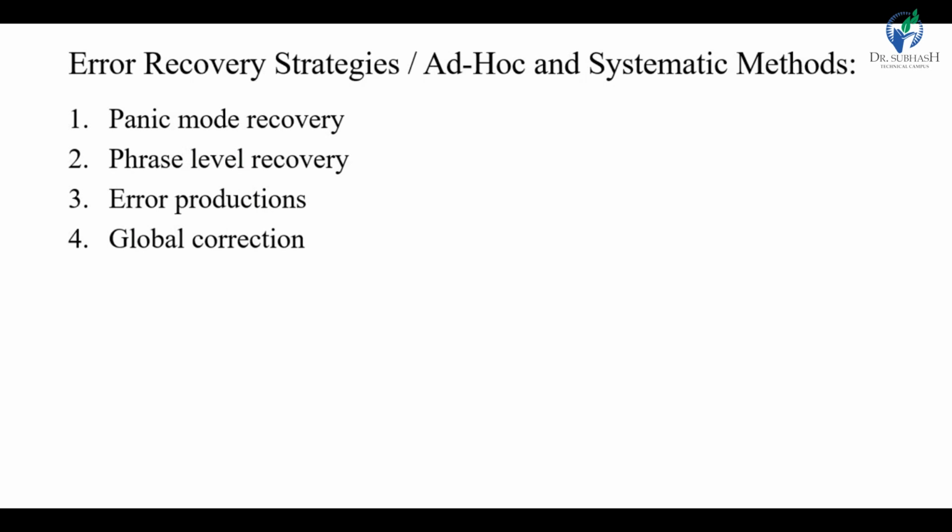And last is global correction. We often want a compiler that makes very few changes in processing an incorrect input string. So, given an incorrect input string x and grammar G, the algorithm will find a parse tree for a related string y, such that the number of insertions, deletions and changes of tokens required to transform x into y is as small as possible.